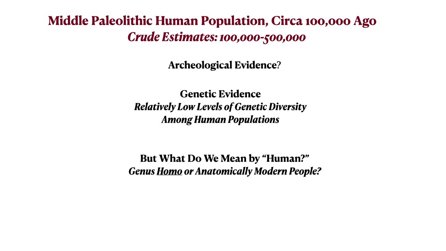Now, another question that we have to ask here is, well, what do we mean by human? Do we mean species in the genus Homo? Our species is Homo sapiens. Or do we simply mean anatomically modern people? Because up until around 40,000 years ago, and even after that, there were a number of archaic species, the best known one being Neanderthals, which I'll talk about in some detail.